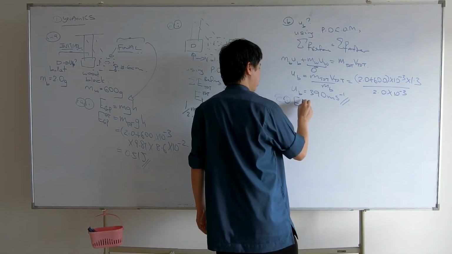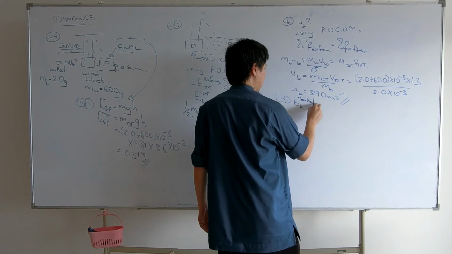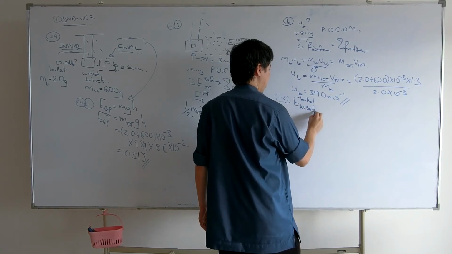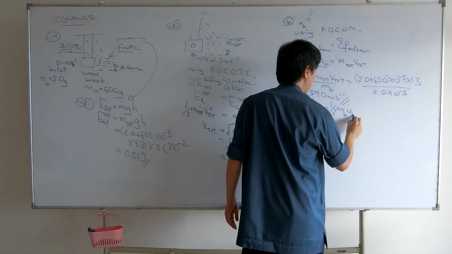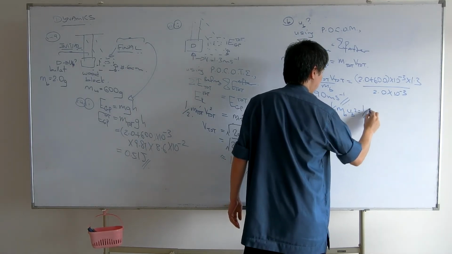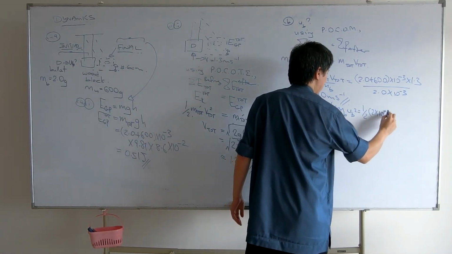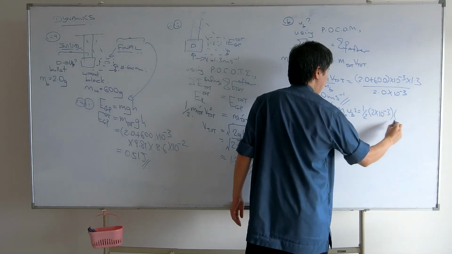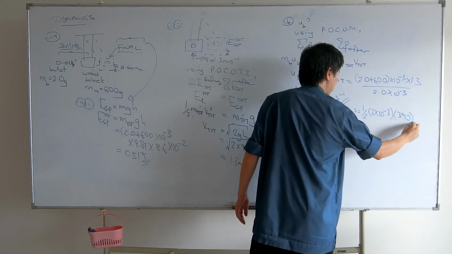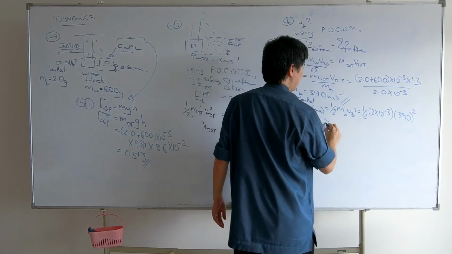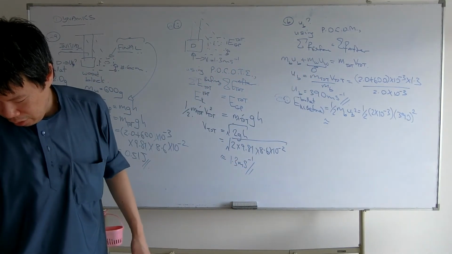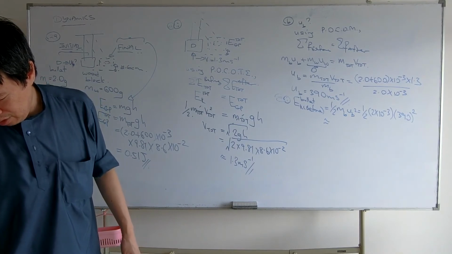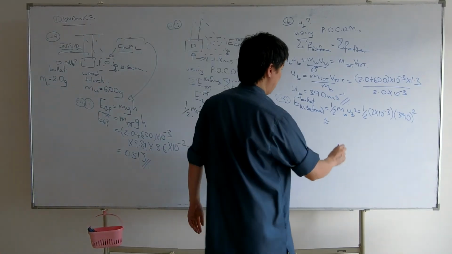EK of the bullet before impact with the wood is half mv squared, half times 2 times 10 to the minus 3 times 390 squared. Okay, easy question, so please double check. Please calculate the value. You should get roughly around 152 joules.